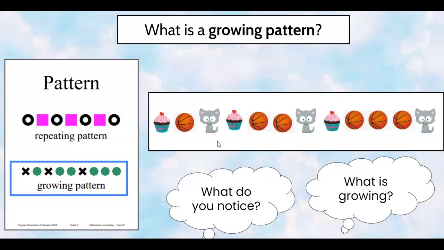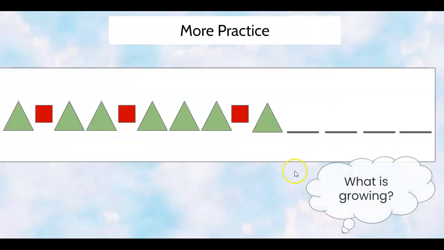Each time the pattern repeats, we are adding one more basketball. So on the first time in the core, there's just one basketball. The second time we do the pattern, there are 2 basketballs. And the third time that we repeat the pattern, there are 3 basketballs. So the pattern is growing. Patterns can get tricky. You gotta pay close attention.